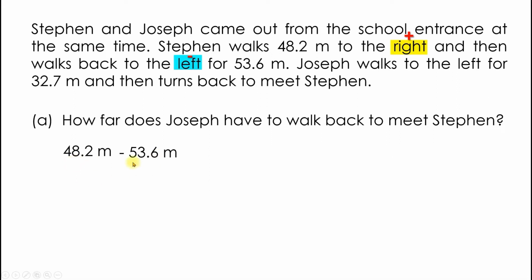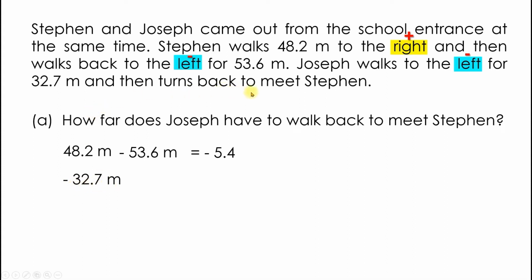Okay, so solving this is something that I've discussed in my previous videos on basic integers. If you haven't watched that, then I would suggest you go ahead and do that. So 48.2 meters minus 53.6, that's going to give us a negative 5.4. So let's talk about Joseph. Joseph walks to the left, so that's going to be a negative value for 32.7 meters. So I'm going to write that down as negative 32.7 because he's moving towards the left.